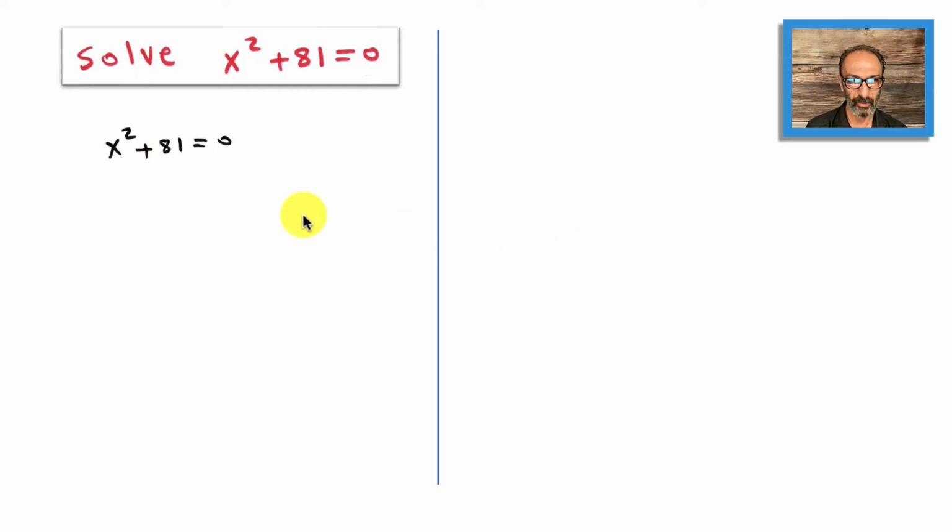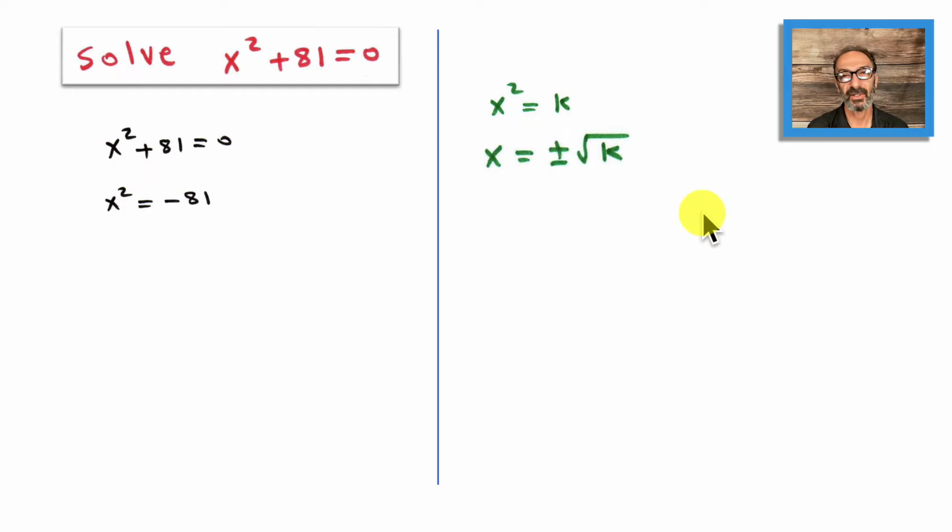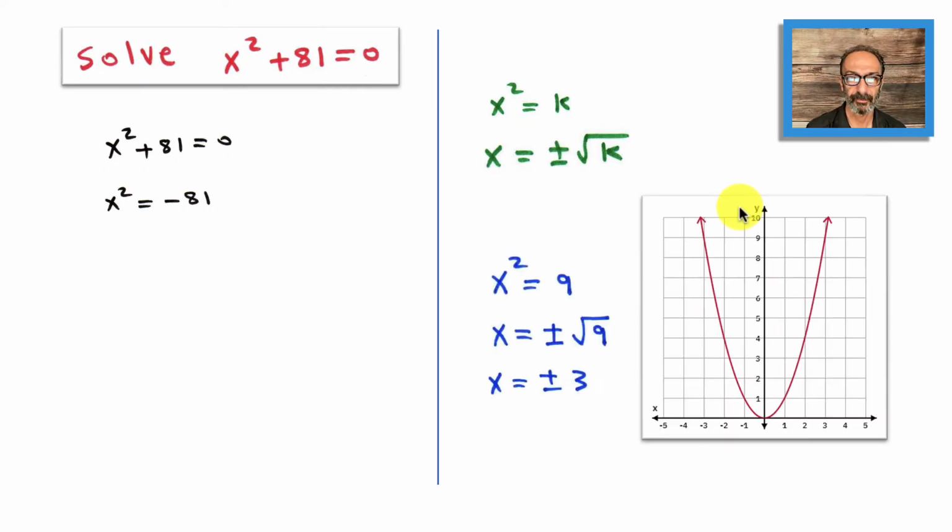So when you move the 81 to the other side, that's a negative 81. In lower math, we say no solution, and it's supposed to say no real solutions. But how do you handle this? Well, we know that if x to the second equals k, x by itself will give you plus minus the square root of k. Why is that plus minus?